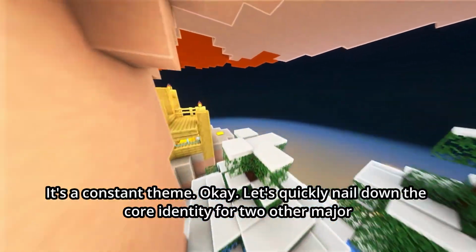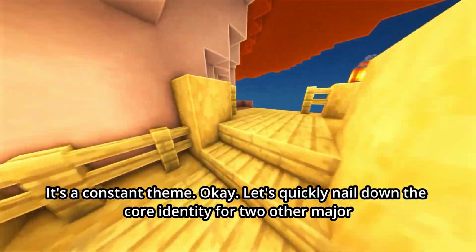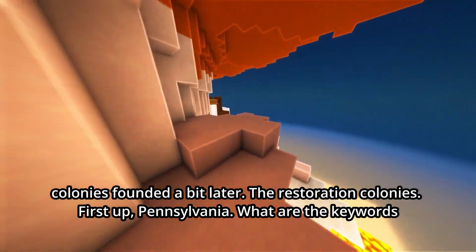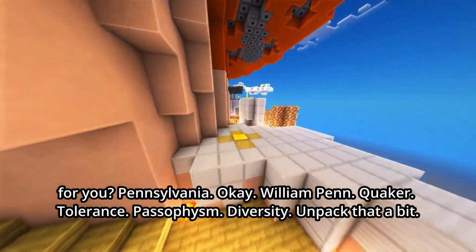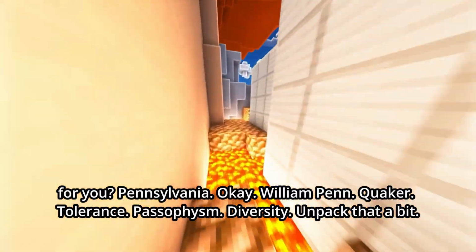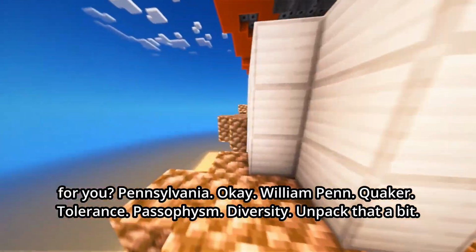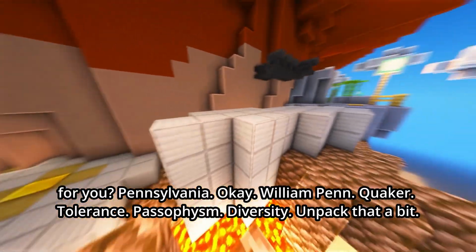Okay, let's quickly nail down the core identity for two other major colonies founded a bit later. The Restoration colonies. First up, Pennsylvania. What are the keywords for you? Pennsylvania. Okay. William Penn. Quaker. Tolerance. Pacifism. Diversity. Unpack that a bit.